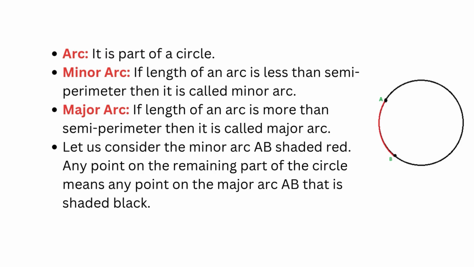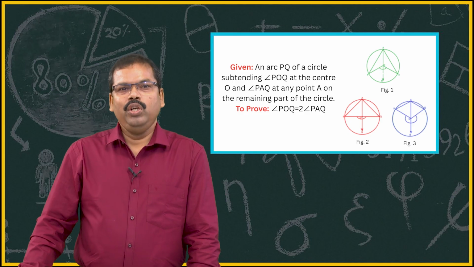Now we will discuss what is a major arc. If the length of an arc is more than the semi-perimeter, then it is called a major arc. Now you observe the diagram. The black shaded part of the circle is the major arc. Let us consider the minor arc AB shaded red. Any point on the remaining part of the circle means any point on the major arc AB, that is shaded black. Now students, you come to the theorem.